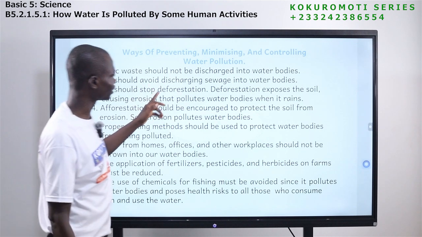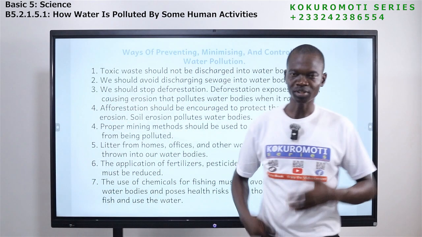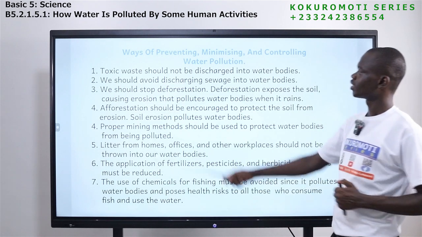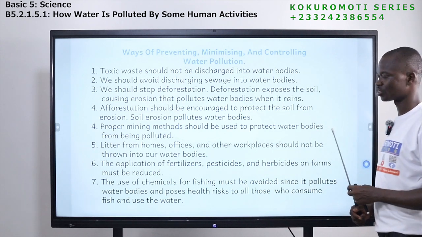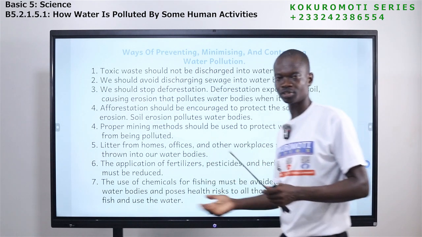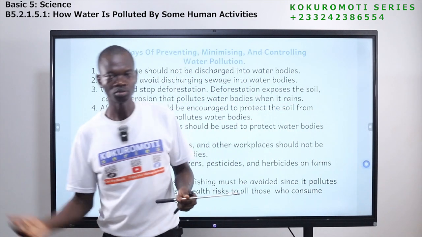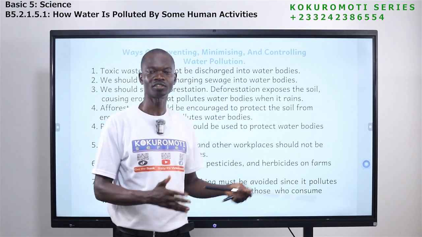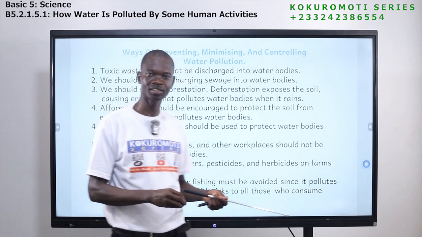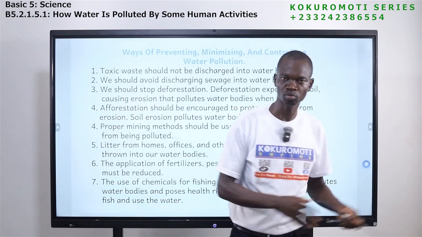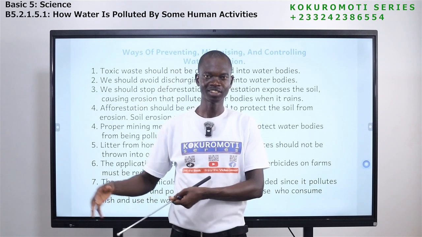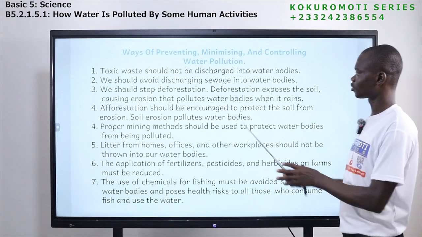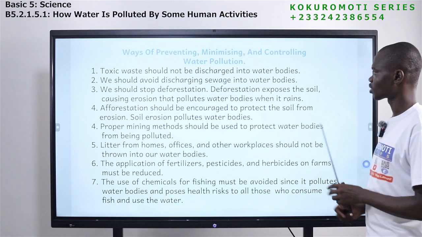Two, we should avoid discharging sewage into water bodies. So the sewage that we discharge into water bodies should be what? Avoided. Third, we should stop deforestation. Deforestation is about cutting down trees. So we cut down trees for farming and other things. You know, it removes the cover of the soil. So anytime it rains, the topsoil gets washed into water bodies. So we should desist from deforestation. We should stop deforestation.